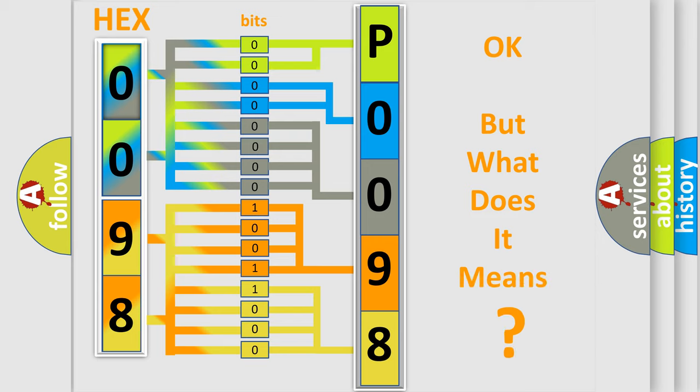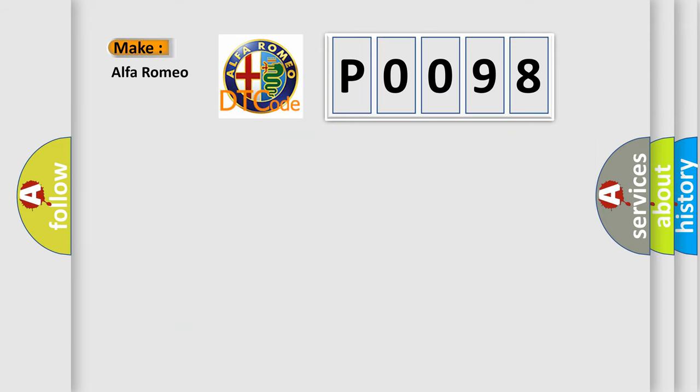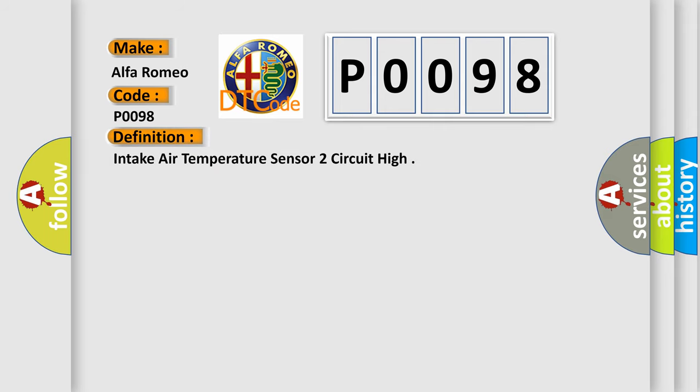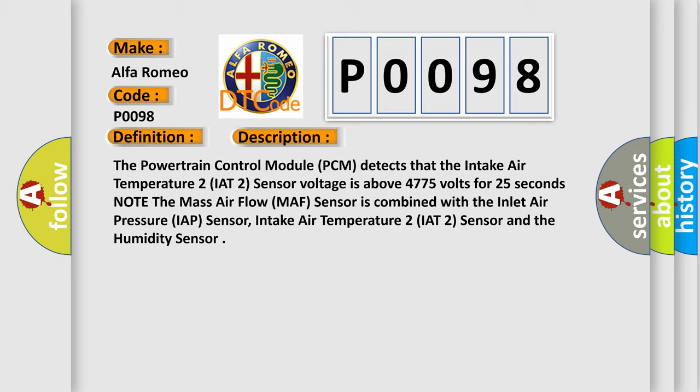The number itself does not make sense to us if we cannot assign information about it to what it actually expresses. So, what does the Diagnostic Trouble Code P0098 interpret specifically for Alfa-Romeo car manufacturers? The basic definition is intake air temperature sensor 2 circuit high. And now this is a short description of this DTC code.